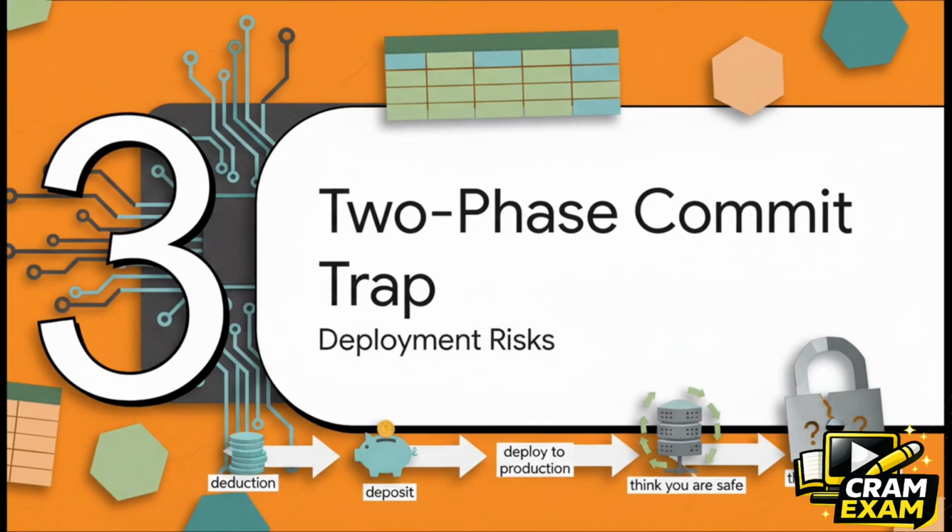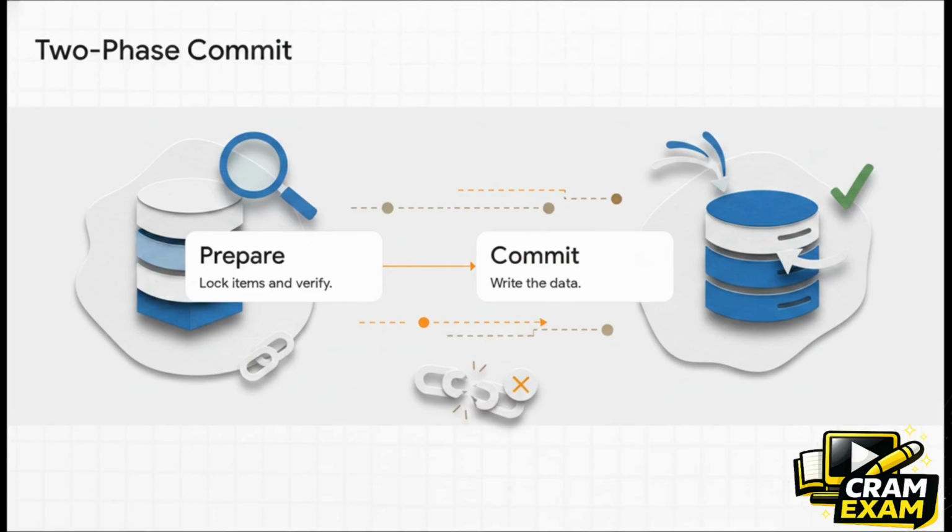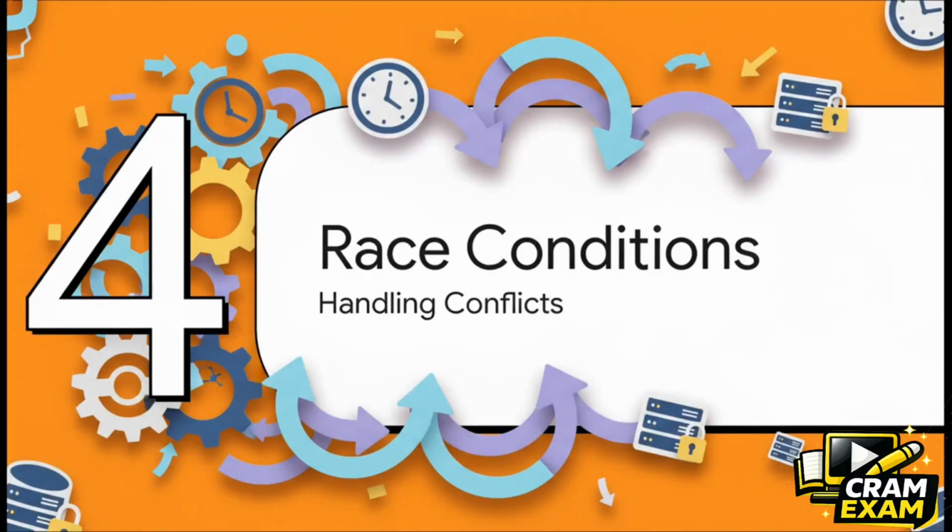Section 3. The two-phase commit trap. So you write the code, you group the deduction and the deposit, you deploy to production. You think you're safe. But suddenly, during a massive flash sale, your error logs light up with TransactionCanceledException. Your system is failing. Here is exactly what is happening and why transactions still fail. DynamoDB performs two underlying reads or writes of every item in the transaction, one to prepare the transaction and one to commit the transaction.